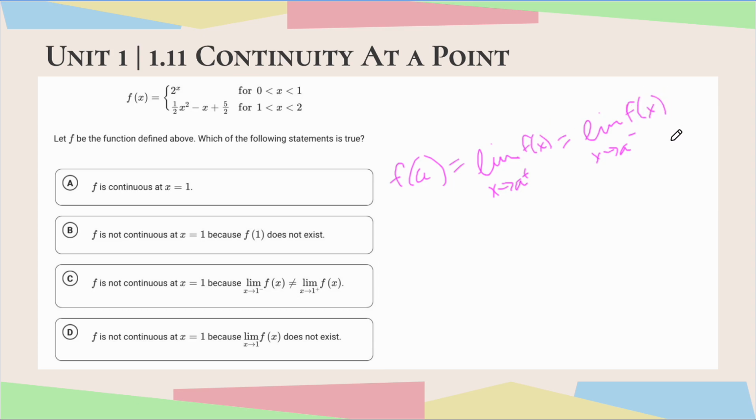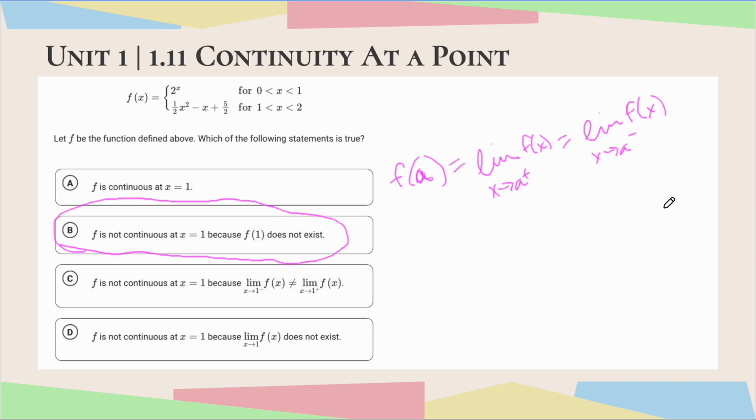So now let's check these one by one. First of all, does f of a exist? Well, in fact, it does not exist. How do I know? Well, looking up here, this is only defined for x less than 1, and this is only defined for x greater than 1. Neither of those has an equal sign, right? Neither is less than or equal or greater than or equal to. So actually, in this case, the function is not continuous because f of 1 does not exist.